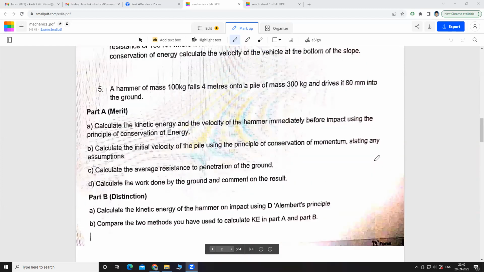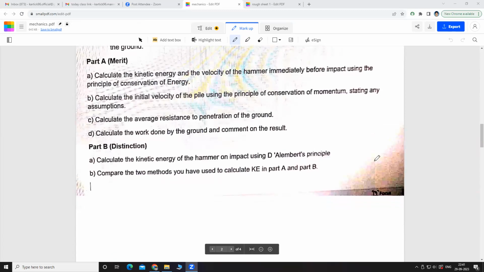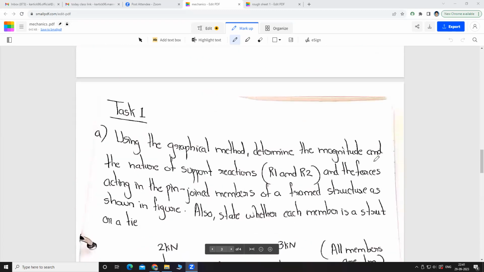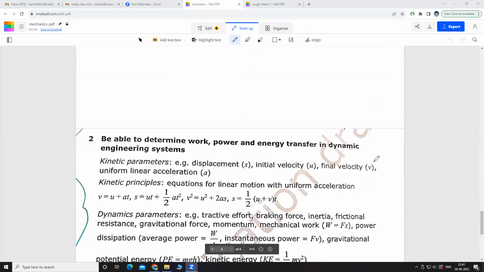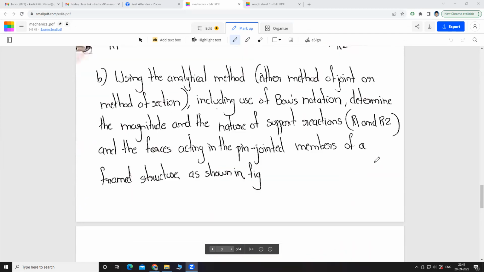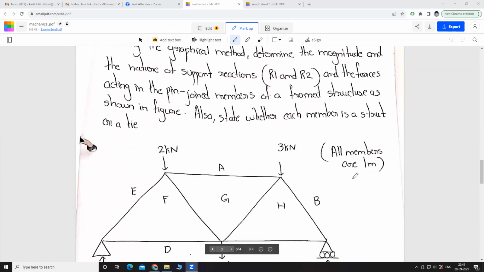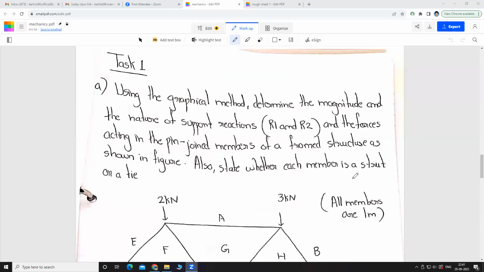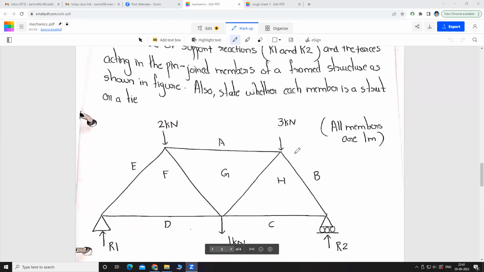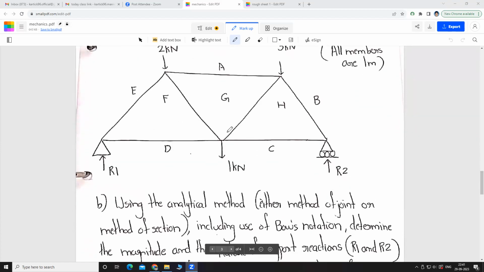So he sent me these five questions, and then this is the task, the truss problem. Okay, we'll start with this task first. So actually, a truss problem you can solve using three methods. One is the graphical, and the others are analytical, like the method of joints and the method of sections.